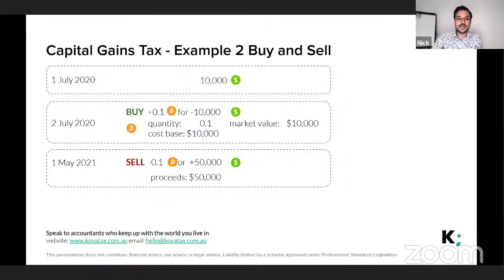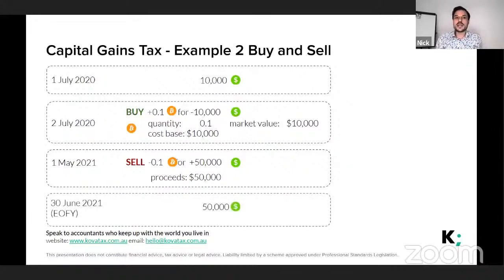And now it's the end of financial year as well. So there's no immediate concern for him to declare this amount and have to lodge his tax. But now it's come end of financial year, and he does have to meet his tax obligations. So he started with 10,000, he purchased the Bitcoin, he disposed of the Bitcoin, and now he's left with 50,000. Let's look at what the tax outcomes will be for Joe.